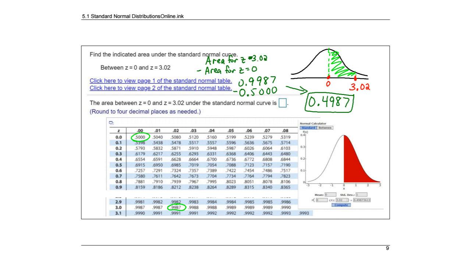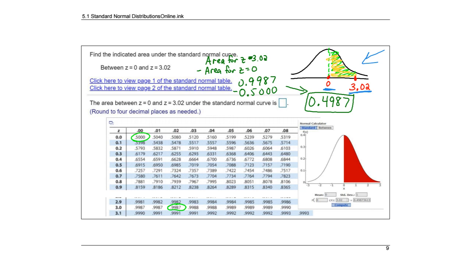Okay, so this problem 2, it says find the indicated area under the normal curve between z equals 0 and z equals 3.02. So I came over here and I drew my curve because I like to see what this looks like. I drew my bell curve, I plotted 0 in the middle, and then I came over here and plotted 3.02. Because we want the area between those, I went ahead and shaded that in with green. I'm going to add a yellow on top. So I want all of this area between 0 and 3.02.